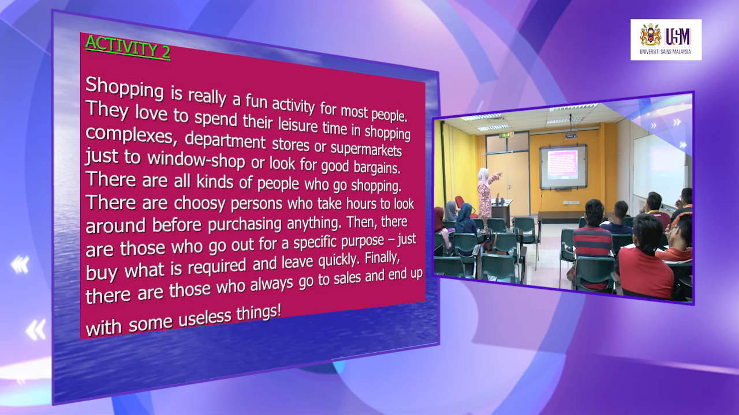Look at the line which says, there are all kinds of people who go shopping. Now, our concentration is that there are many kinds of people who go shopping, and one of them, there are choosy people, okay? To take hours to look around. There are those who go out for a specific purpose, just buy what is required and leave. And those who always go to sales and end up buying useless things. So it is actually giving us three types of people who go shopping. Can you see that?